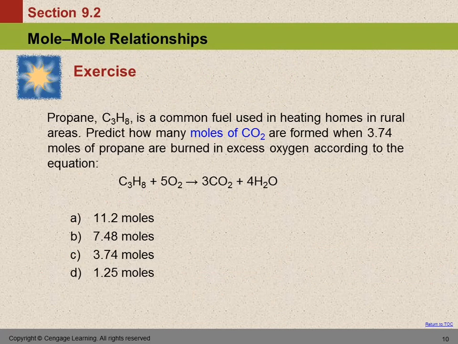So let's look at this one. Propane, common fuel in heating homes in rural areas. So you go outside Reedley very far and you'll see houses with propane tanks. Little background information there. Is it necessary? No, not at all. Predict how many moles of carbon dioxide are formed when 3.74 moles of propane are burned in excess oxygen according to the equation.